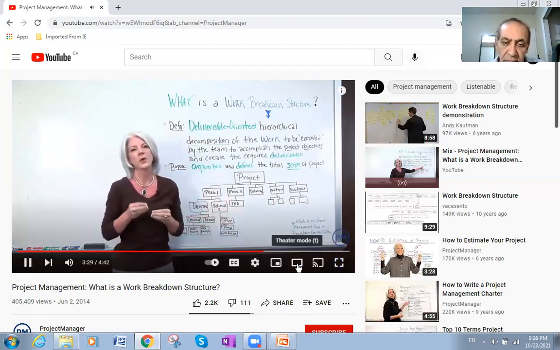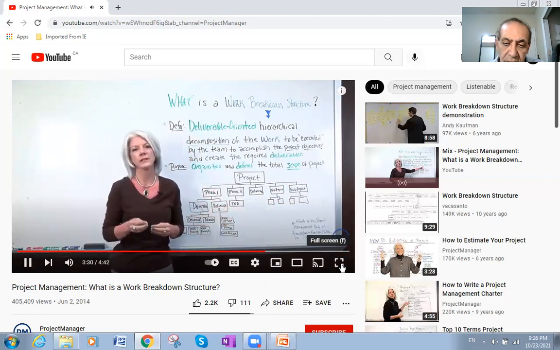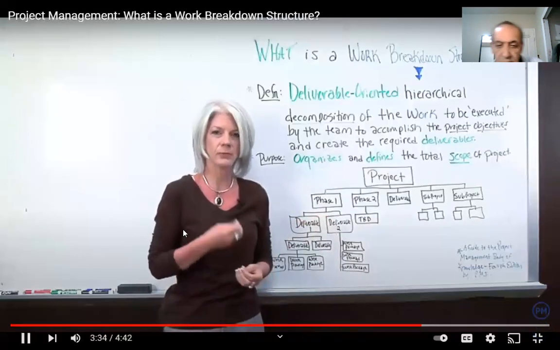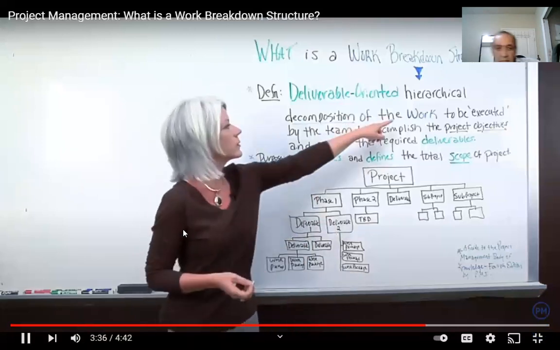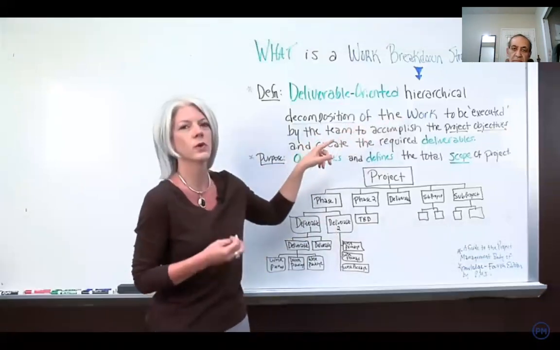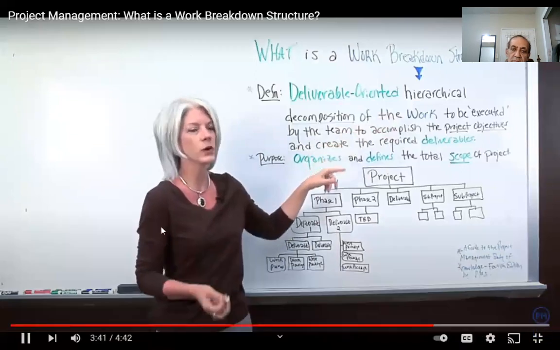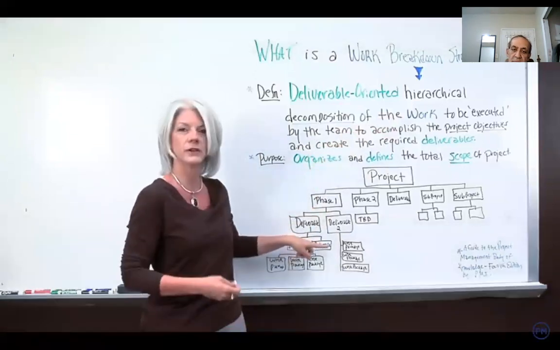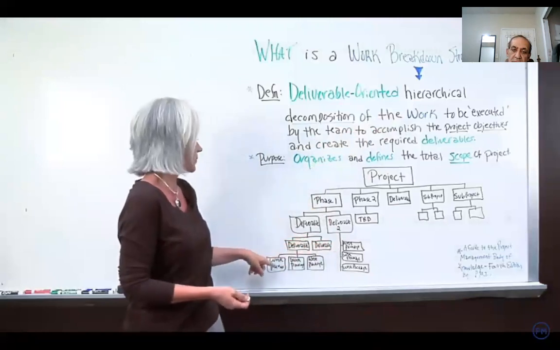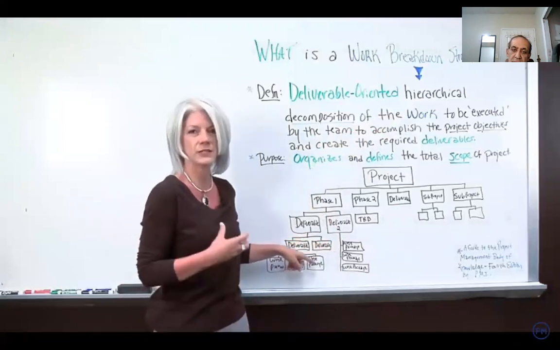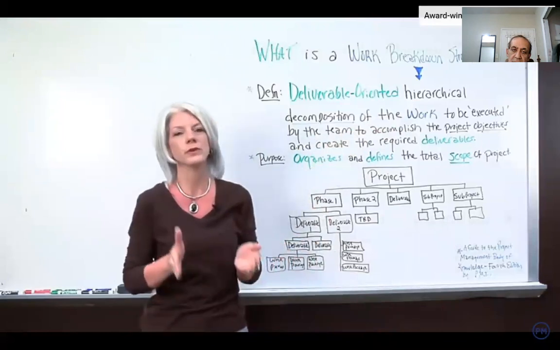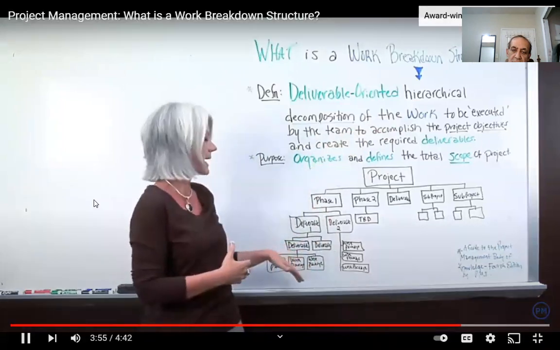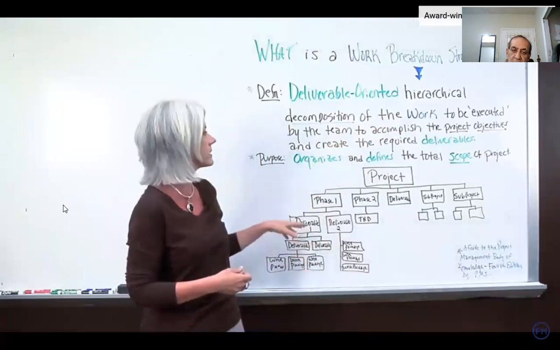And so we look at what work is required to produce these deliverables. So we keep breaking it down to the work to be executed. Work is executed by work packages. So deliverable one is broken down into sub-deliverables, which are eventually broken down into work packages. And remember, your team members are completing work packages that produce these deliverables.